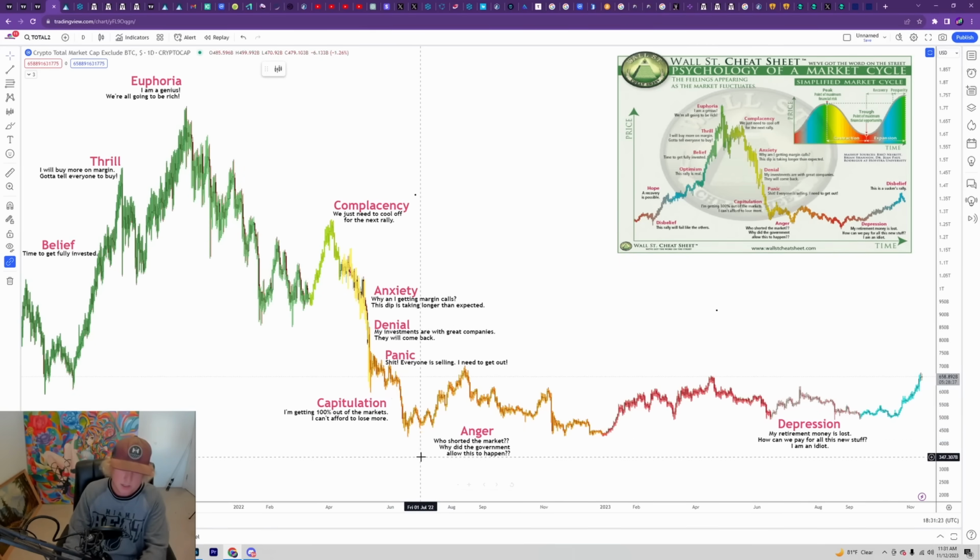And then that leads us to anger. And that was our long-term consolidation that we saw. We got to keep in mind that this is the altcoins, and they never made a lower low when the FTX collapse happened.